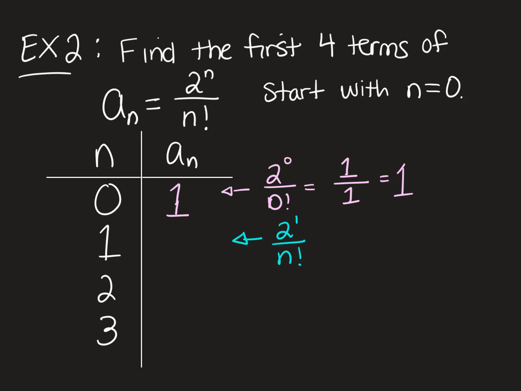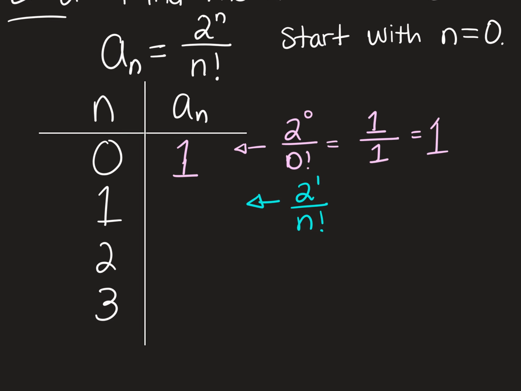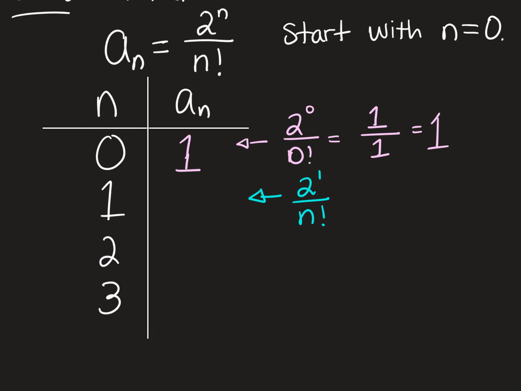So 2 to the first power divided by n factorial, which I didn't put the 2 in there, 2 factorial. 2 to the first power divided by 2 factorial. Okay, 2 to the first power is 2, right? Anything to the first power is just itself. 2 factorial is? Isn't it?